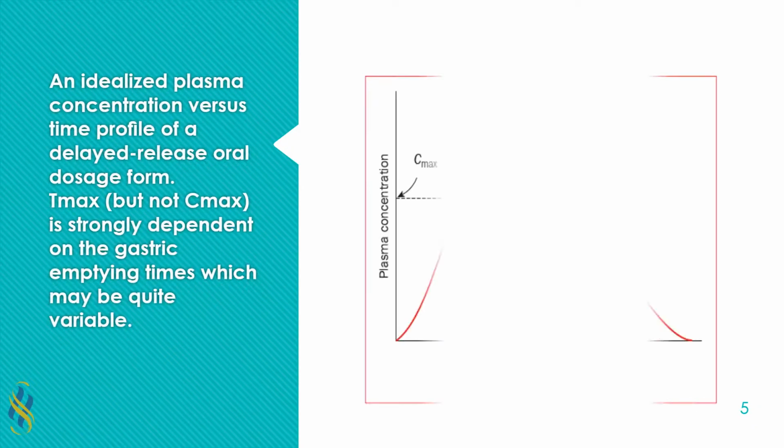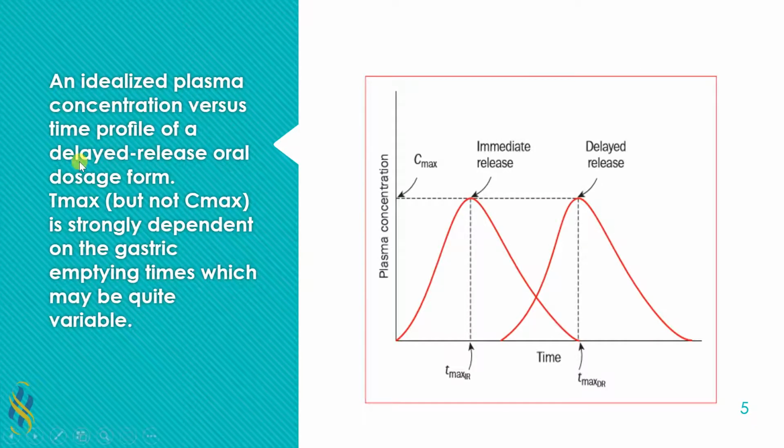Which is shown over here. Now you can say that this curve is of an immediate release dosage form. The onset of action is fast. Once the drug is administered, it actually is available for absorption. It gets absorbed, reaches the minimum effective concentration, and reaches up to the maximum effective concentration and declines back.